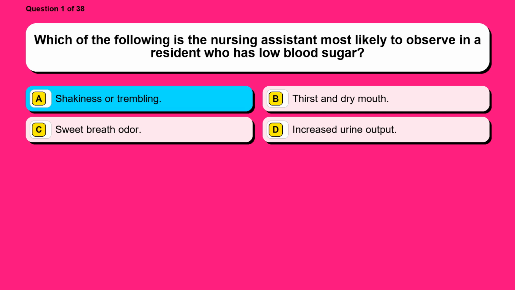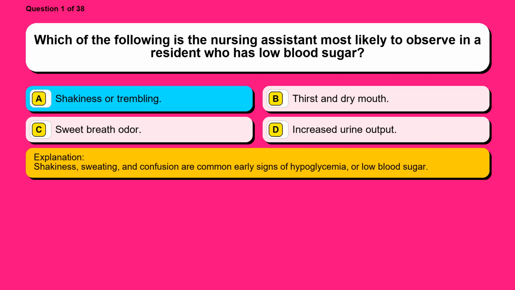The correct answer is option A, shakiness or trembling. Shakiness, sweating, and confusion are common early signs of hypoglycemia, or low blood sugar.